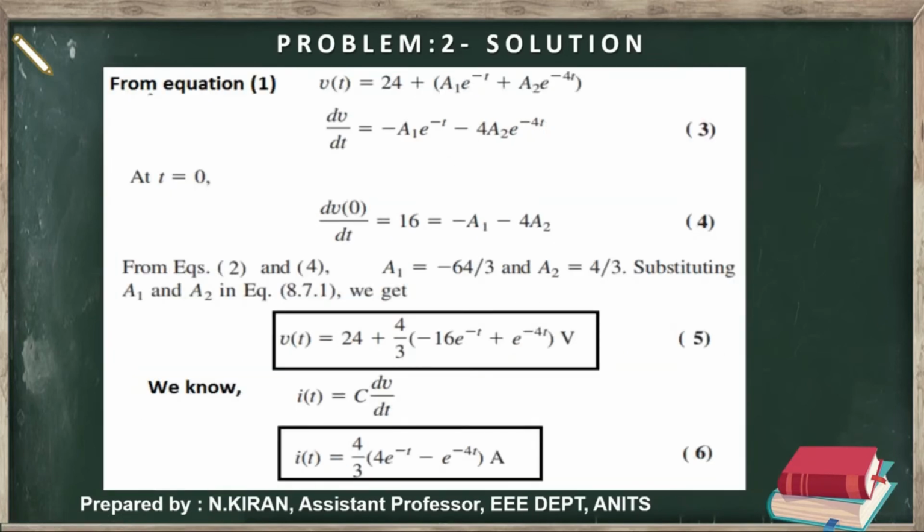In this case, the expression V of t will be nothing but 24 plus 4 by 3 into minus 16 e power minus t plus e power minus 4t. So we know I is equal to C into dV by dt. On differentiating the above expression and multiplying it by C, we'll get the response I of t to be 4 by 3 into 4 into e power minus t minus e power minus 4t.